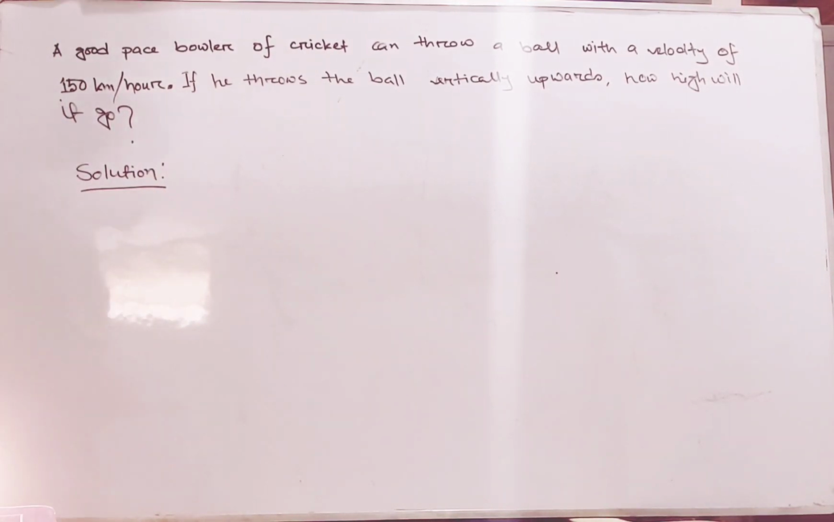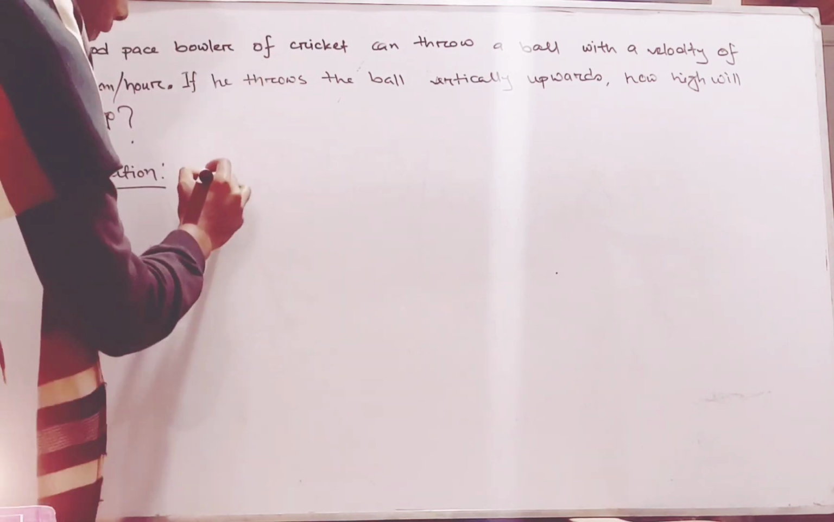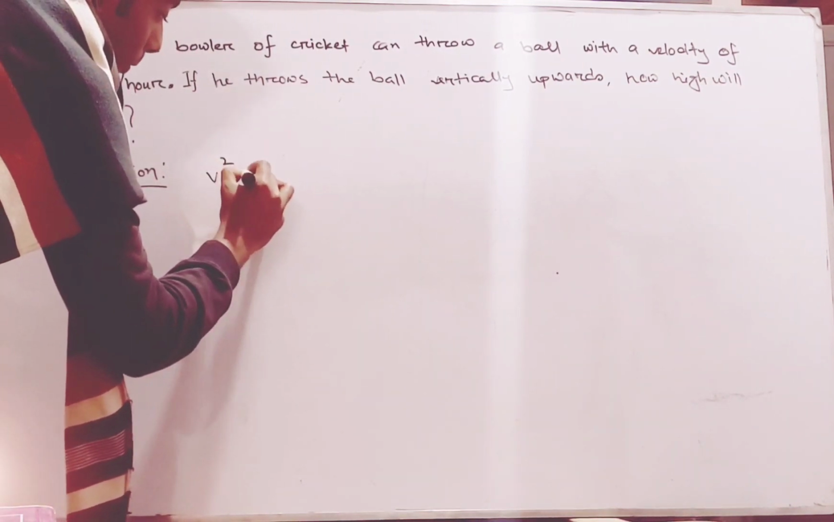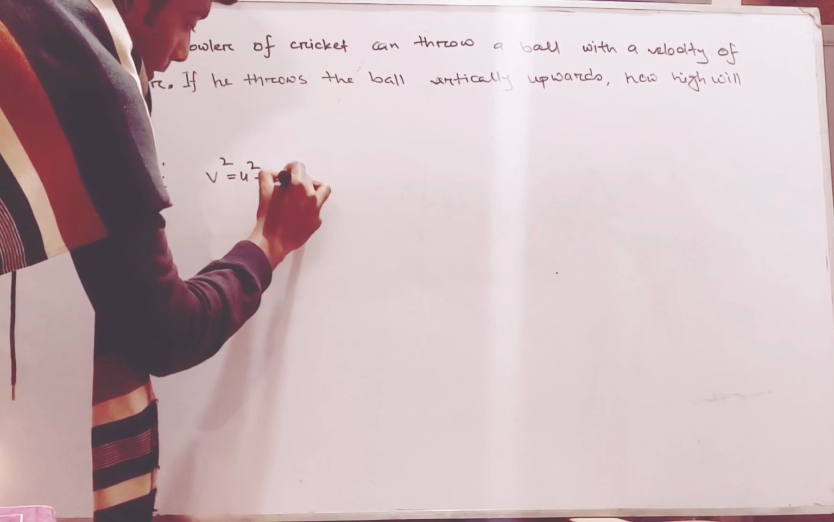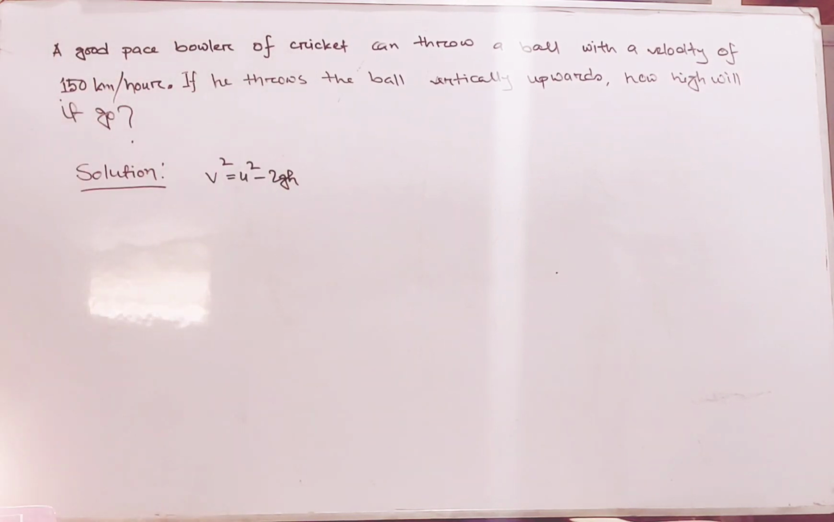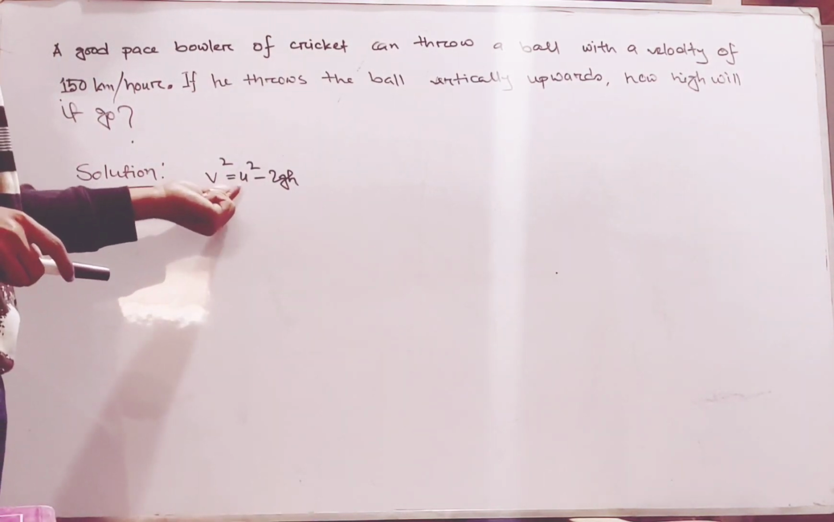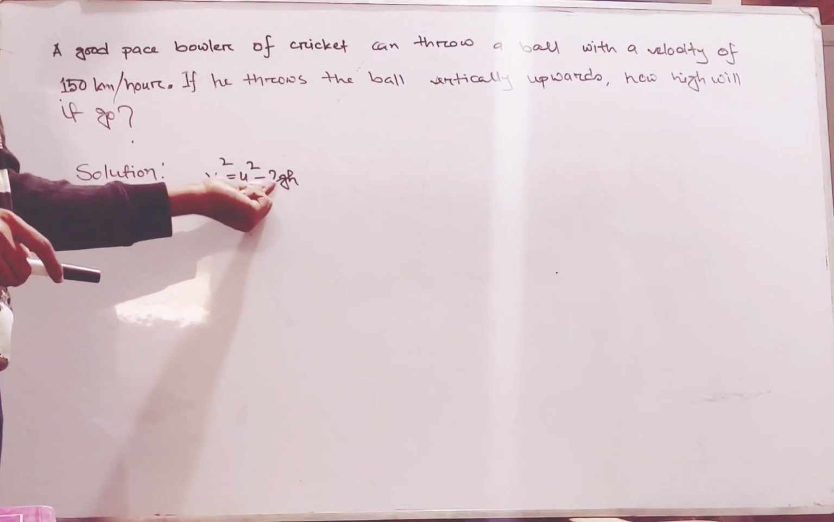If you want to solve this question, you need to know the formulas. There are four formulas related to motion, and you have to know them, otherwise it will be hard to solve this mathematical problem. We know there is a law or formula: v squared equals u squared minus 2gs.